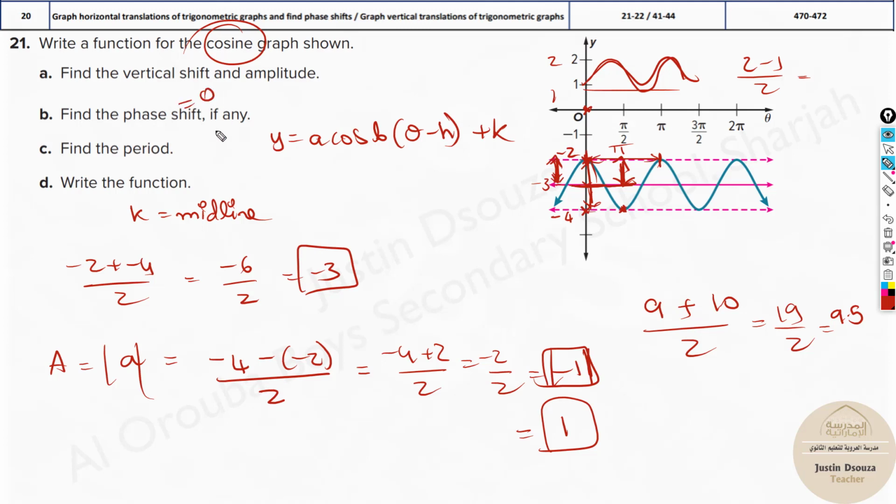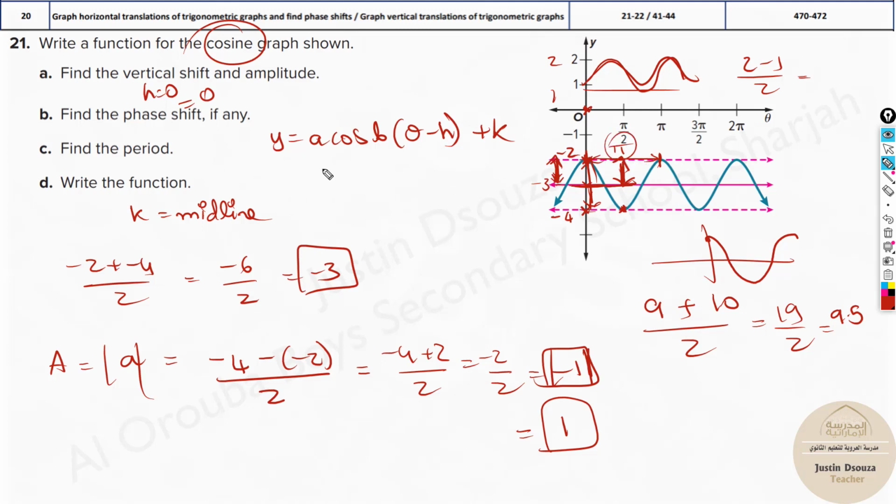Phase shift is 0. Okay, h is 0. Why? Because the cosine function naturally starts from the maximum and then comes over here, then goes down like this. And it is starting the same way, so it's fine. What is the period? Period is where it repeats. I've already written it, it's pi.